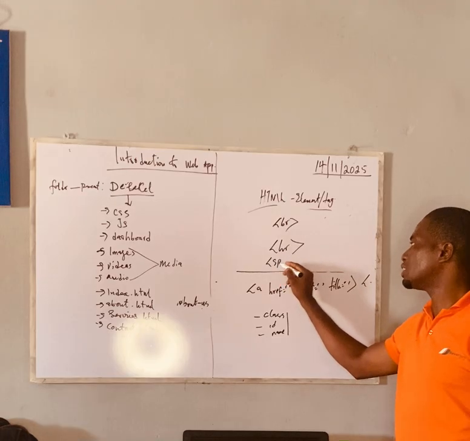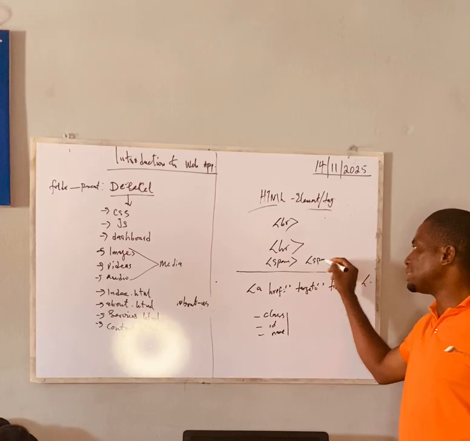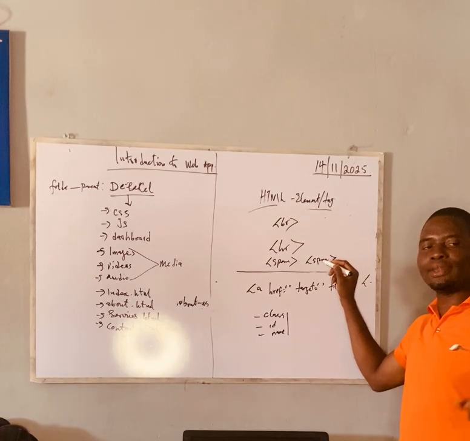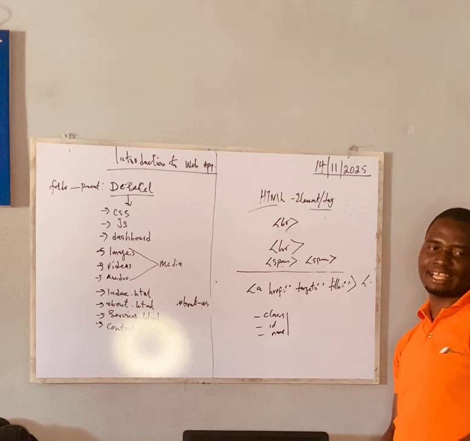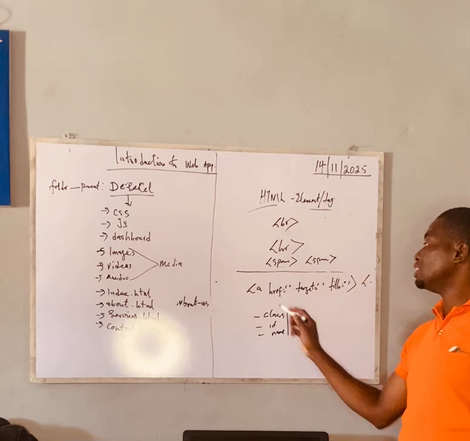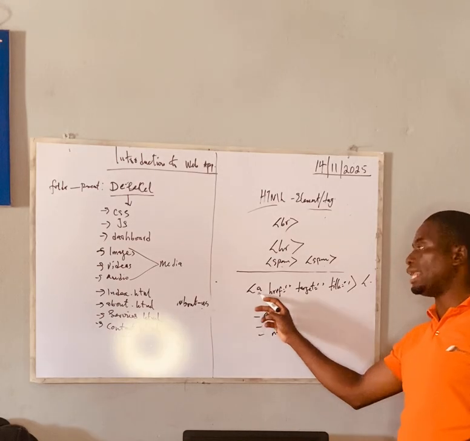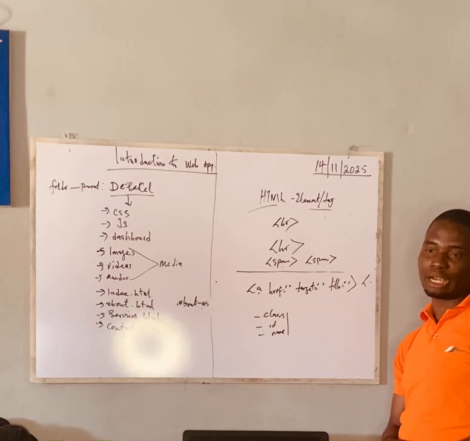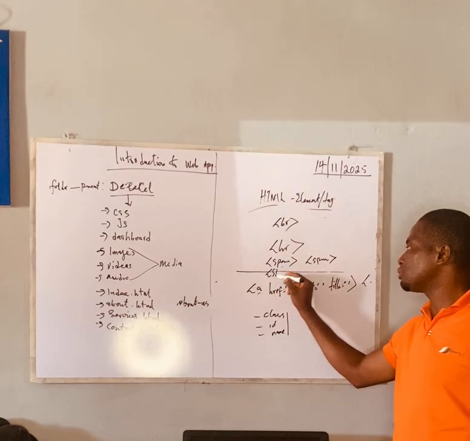We have span. Remember I said we have block and inline tags, right? This one is not a block tag. You can have 10 spans on the same line. The anchor is also not a block tag. You can have 10 anchors on the same line. Are we together? Good.